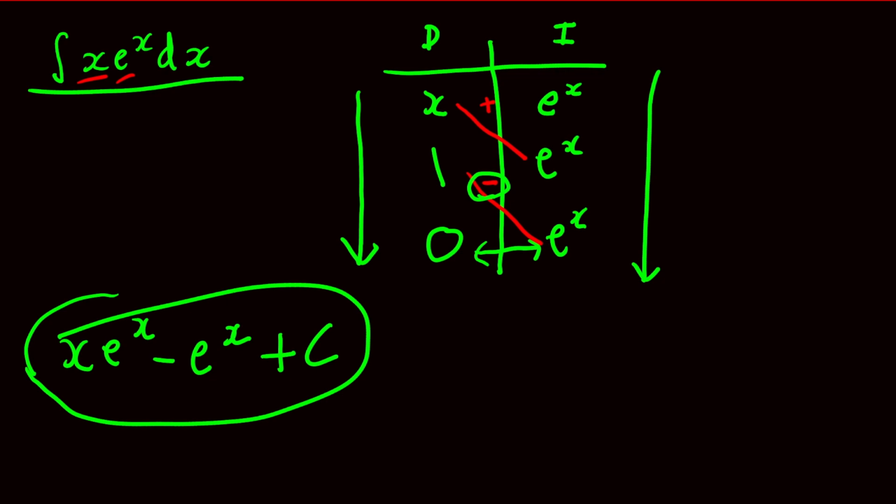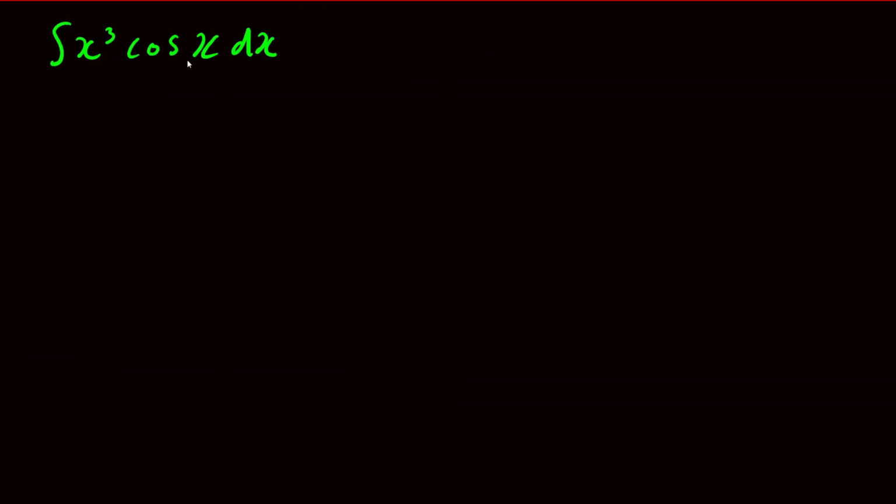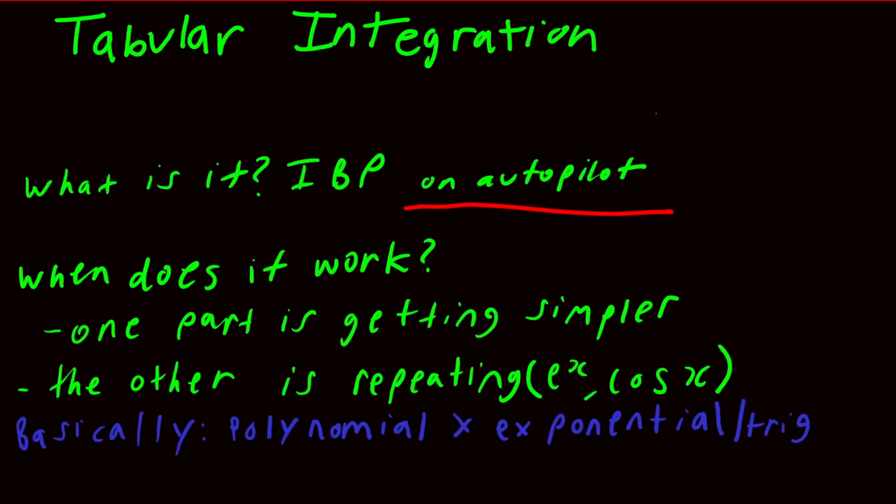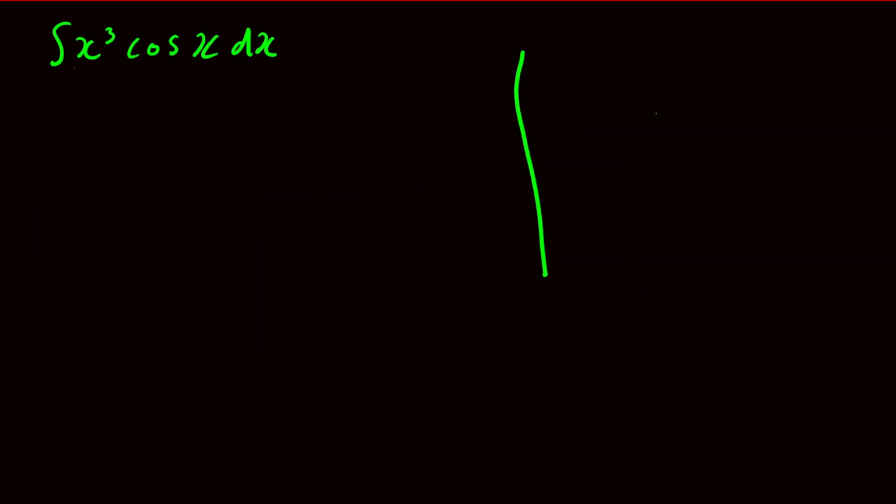Alright, so now, I hope this made sense. We'll go on to our kind of medium question. So again, first step. Remember how I said in the beginning, it's going to be a polynomial times an exponential or trig, right? So this is a polynomial times a trig. So label our columns D and I, boom.